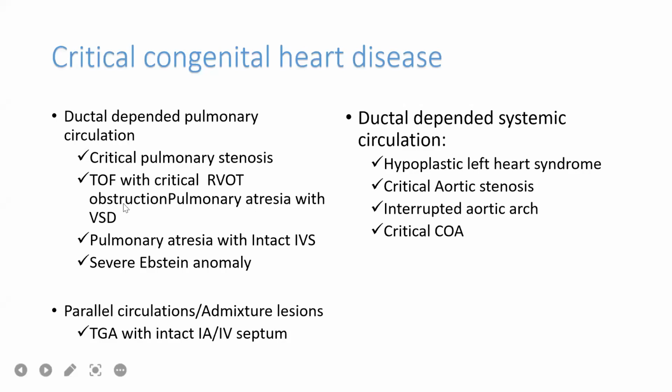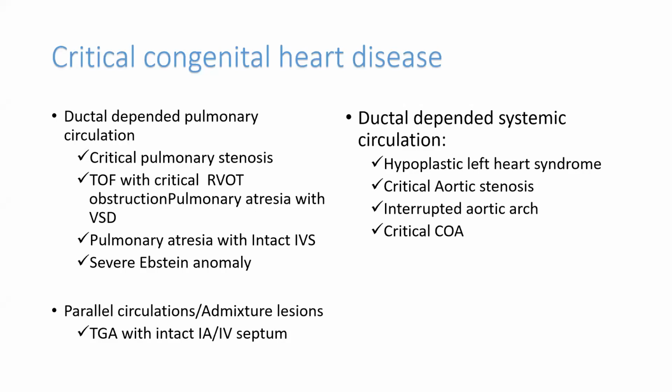So let's look at what we mean by the others. Critical pulmonary stenosis is a situation where there is stenosis of the pulmonary valve, such that there is minimal forward flow from the right ventricle or right ventricular outflow tract into the pulmonary artery. And therefore, the PDA becomes important as it shunts blood from the aorta back into the pulmonary arteries of that neonate or of that patient.